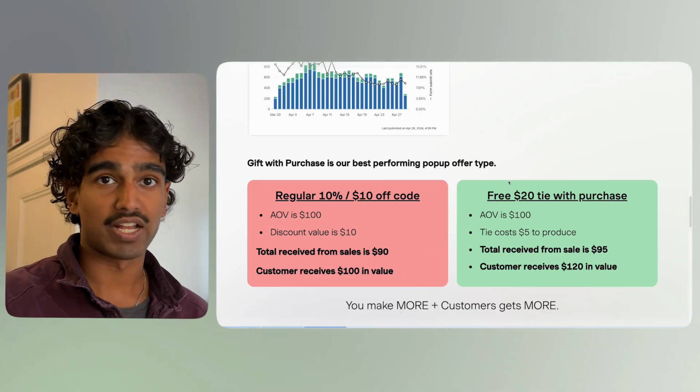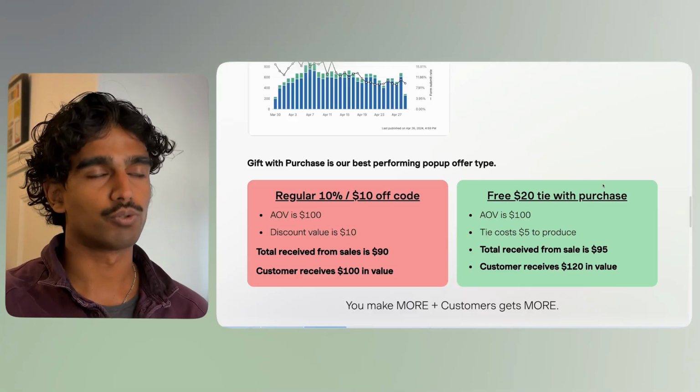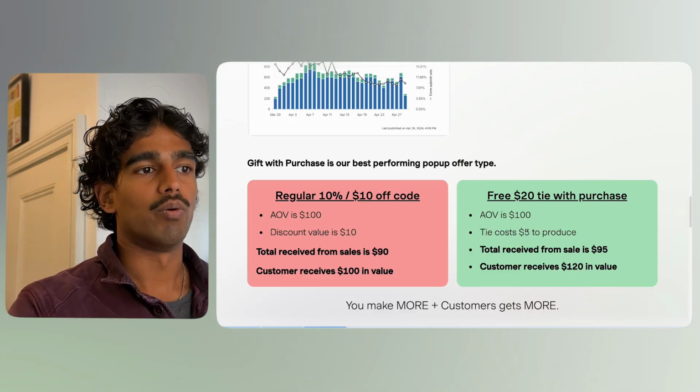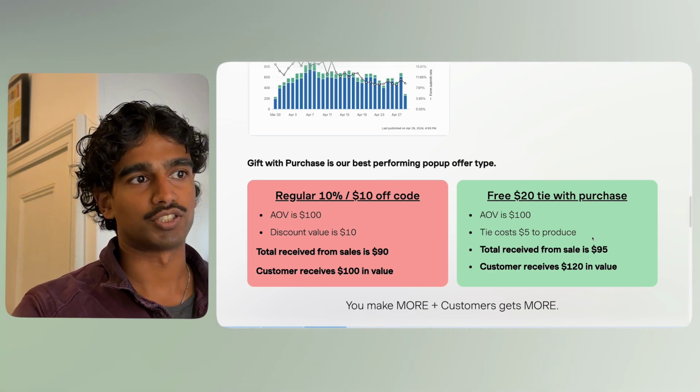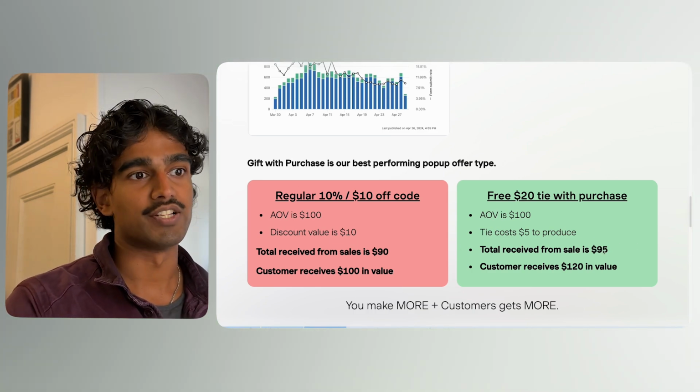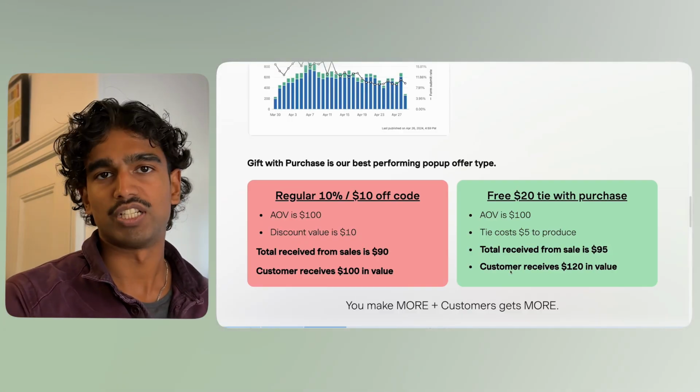Now, if we swap that to a free gift with purchase, let's say we sell suits as an example, and we want to give a tie with people's first purchase as a free gift. Now, when we give that tie, it doesn't cost us $20. It actually only costs us $5. So the amount we receive from the sale is $95 and the customer receives a $20 item.